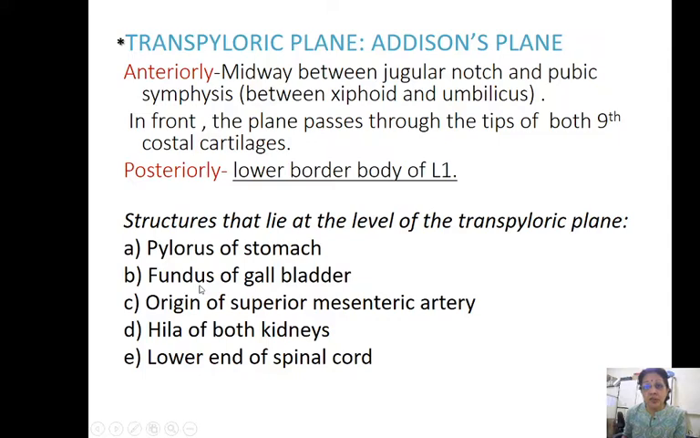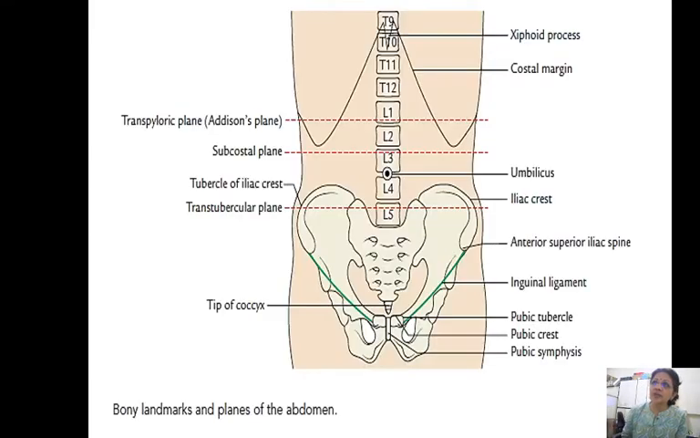Then you get the fundus of the gallbladder on the right. You get the origin of the superior mesenteric artery from the midline. You get the hila of both kidneys, left and right, the hilum of each cut through by the transpyloric plane. And we already know that the lower end of the spinal cord ends at L1. At the transpyloric plane, the substance of the spinal cord finishes, and the cauda equina nerves in the subarachnoid space are visible when you take a transection view such as a CT or an MRI. Please remember at least these 5. There are many others, but at least remember these 5 for the transpyloric plane.